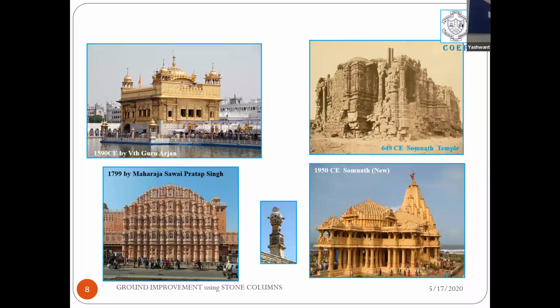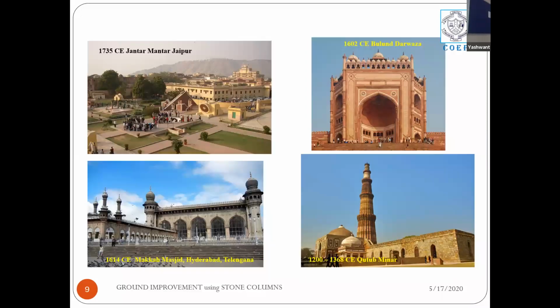Then we have this fantastic Jantar Mantar, which takes care of the science and astrosciences also. Then in 1602 CE, we have Buland Darwaza, which was constructed by Akbar himself. Then we have Makkah Masjid, constructed by the Hyderabad ruler in 1614. And the magnificent Qutub Minar still standing tall in the vicinity of New Delhi, constructed in different stages, started in 1200 and completed in 1368.